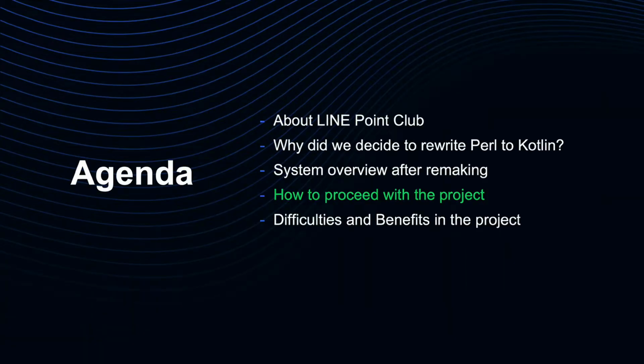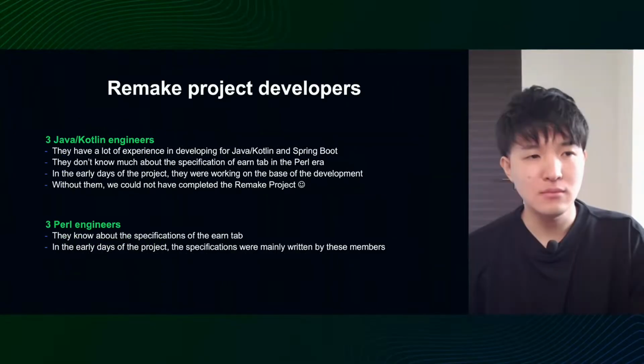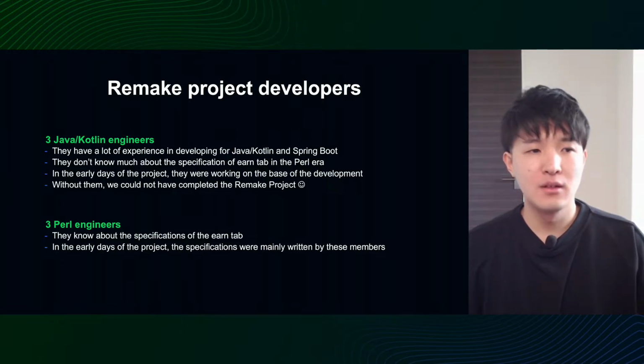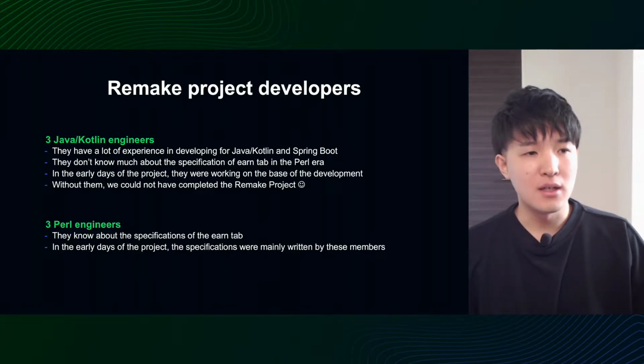Now, I'd like to talk about how we manage the project. First, let me introduce the members of the development team. We had 6 engineers working on the project. 3 were Java Kotlin engineers and 3 were Perl engineers.